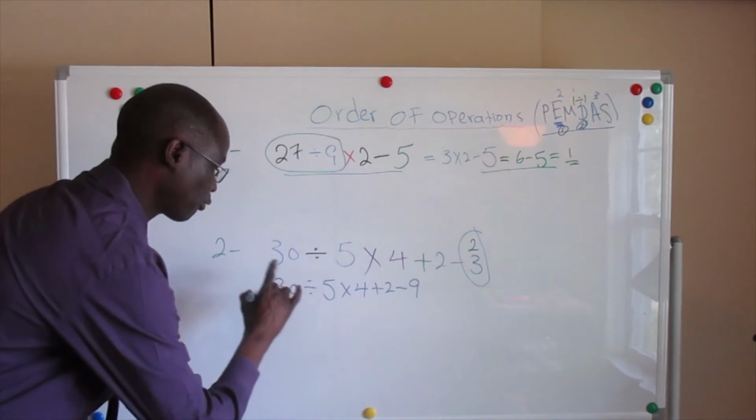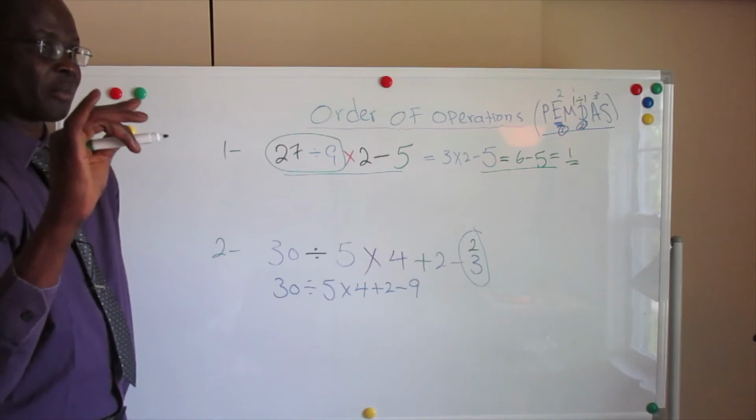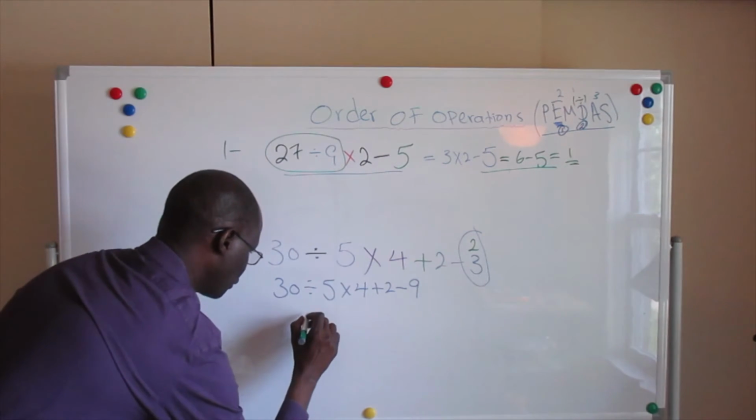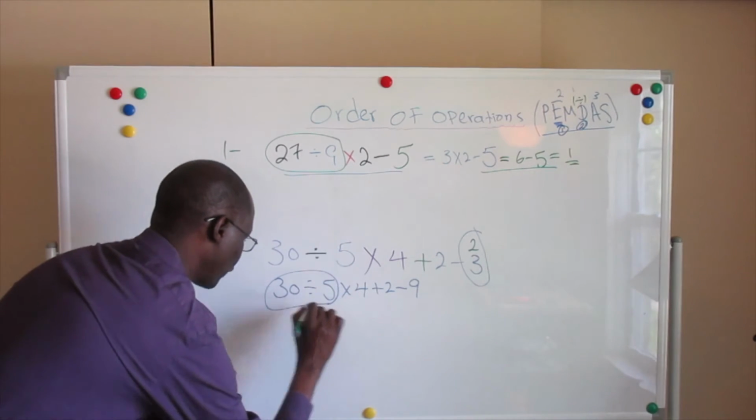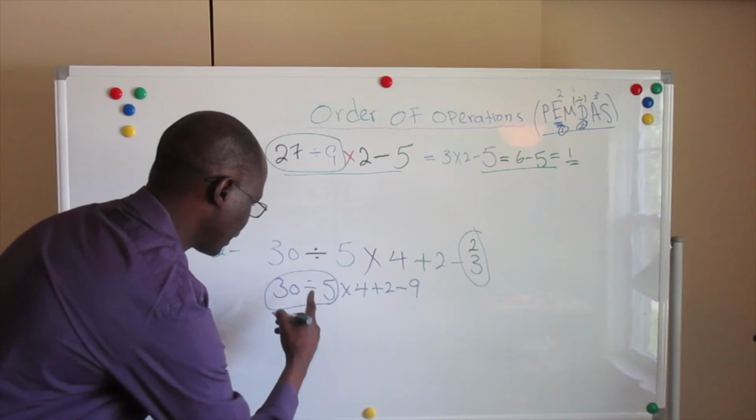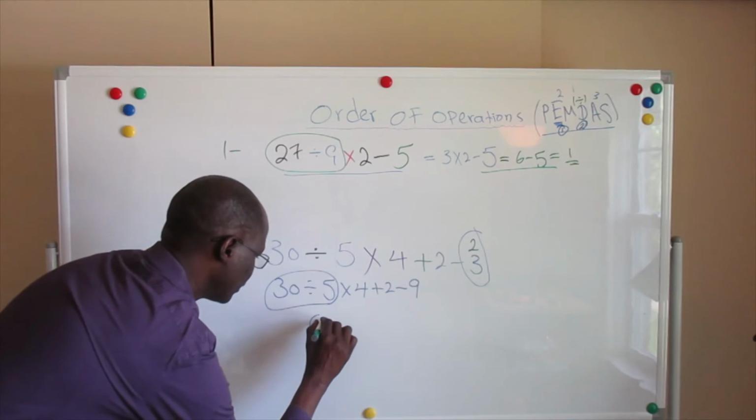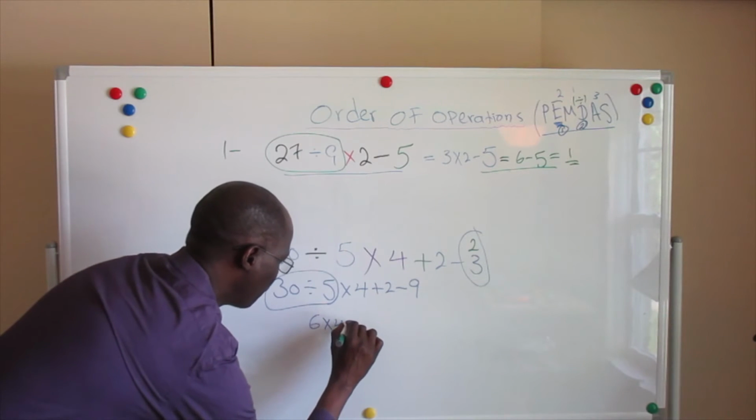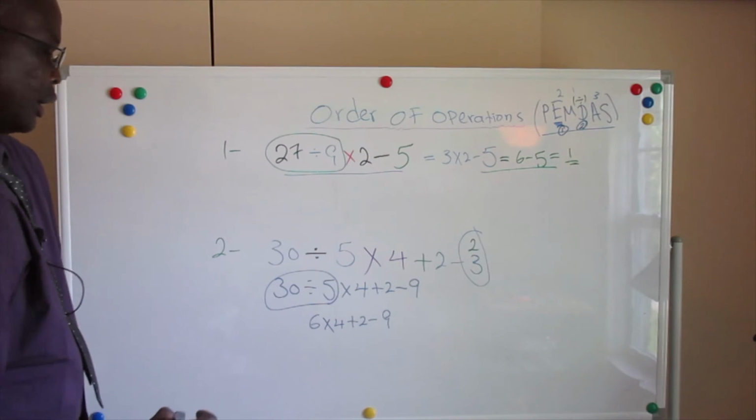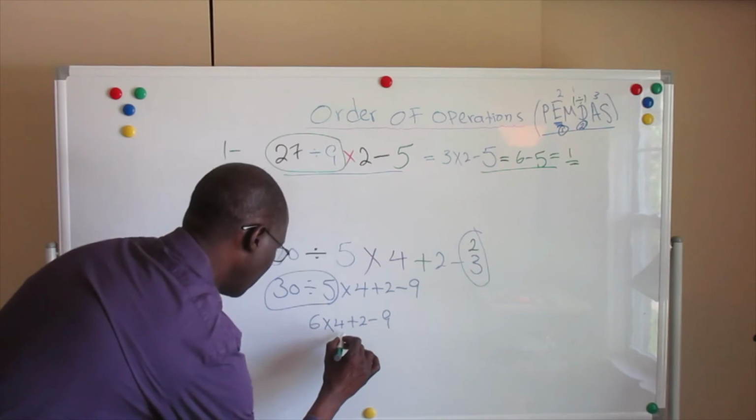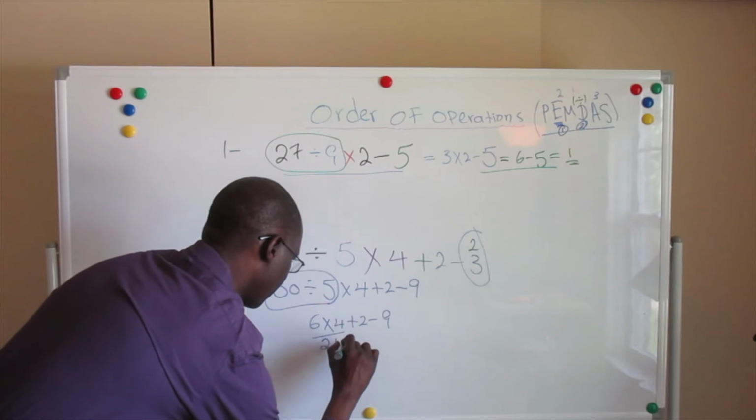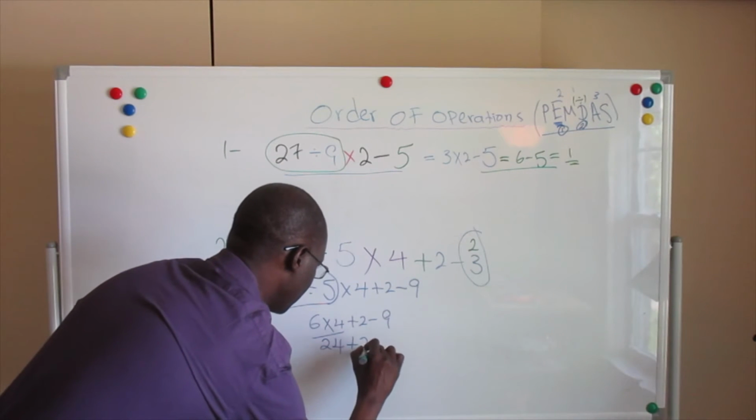In this case, 6 times 5 is 30. So if we divide 30 by 5, it will be 6. So simple. The second operation is 30 divided by 5, not 5 times 4 divided into 30. The result will be 6 times 4 plus 2 minus 9. The third operation will be multiplication, M. 6 times 4 is 24 plus 2 minus 9.